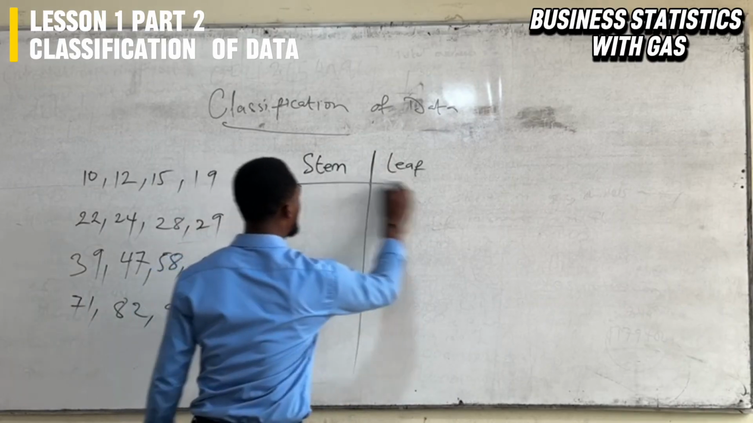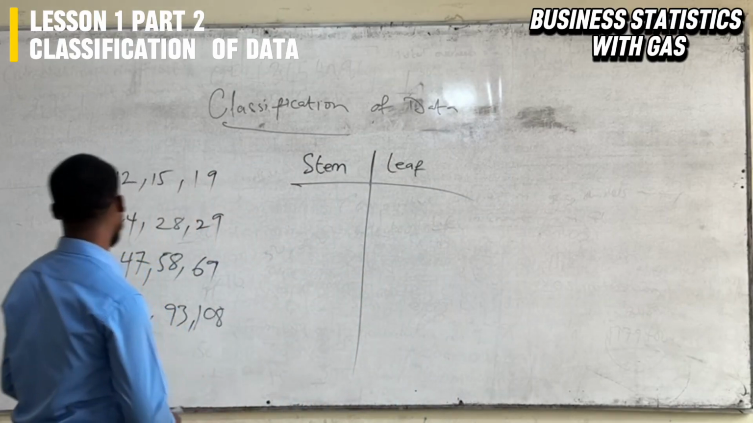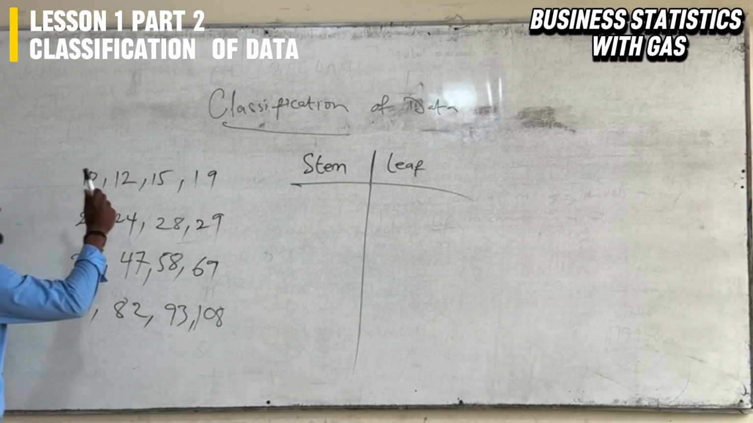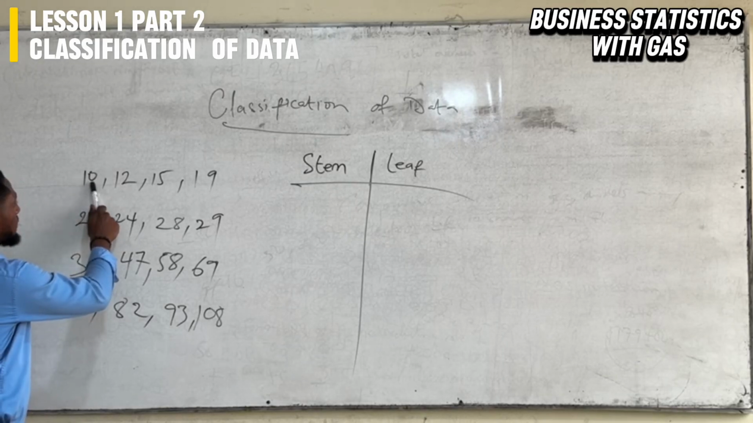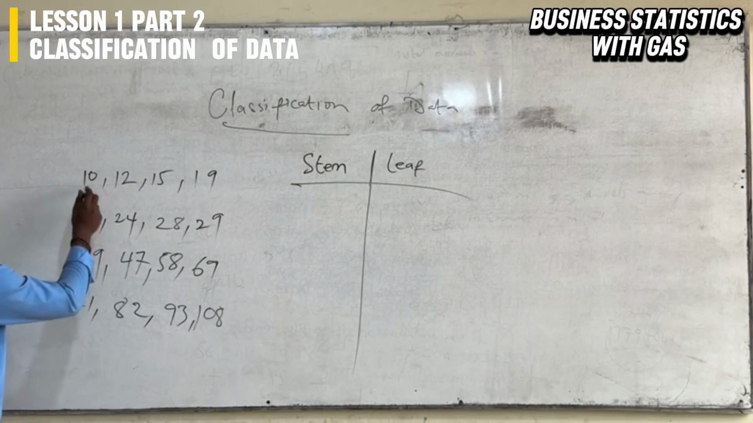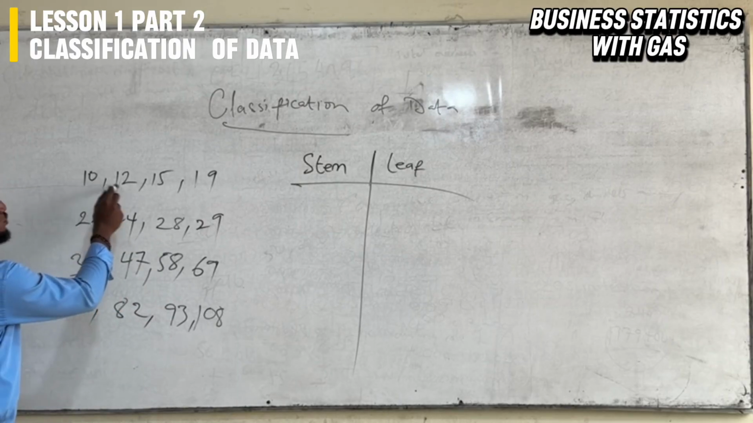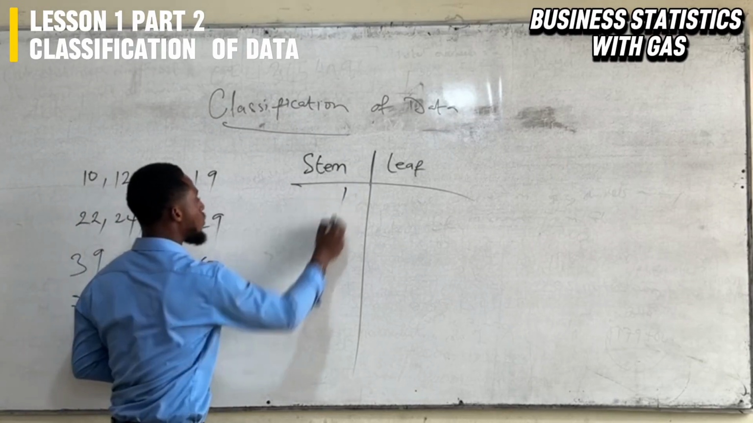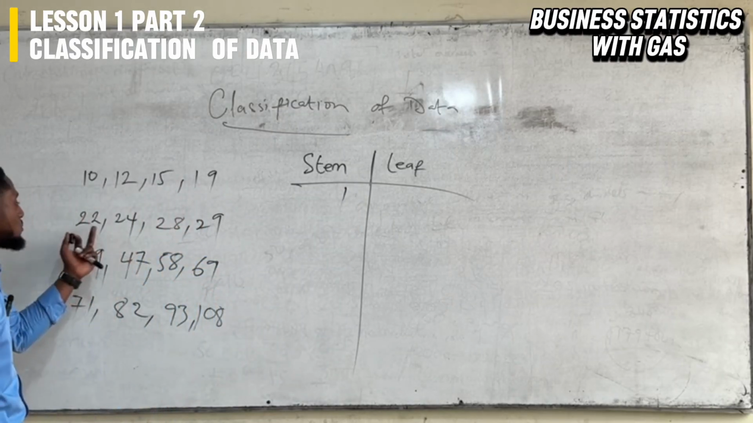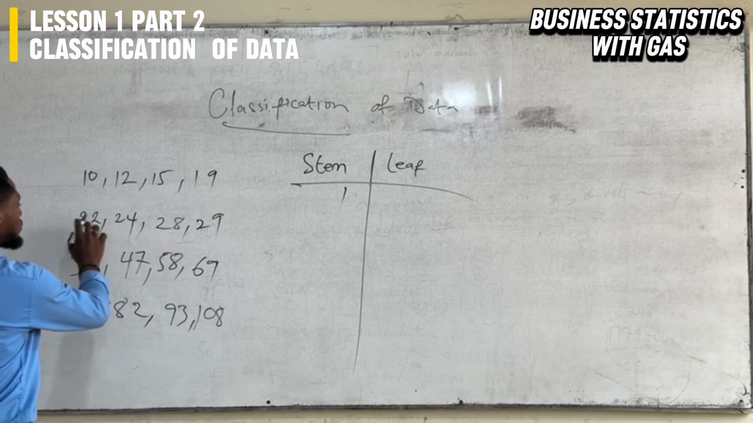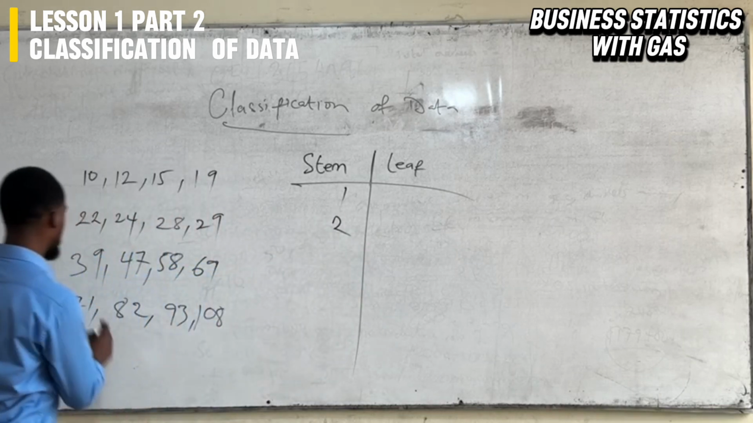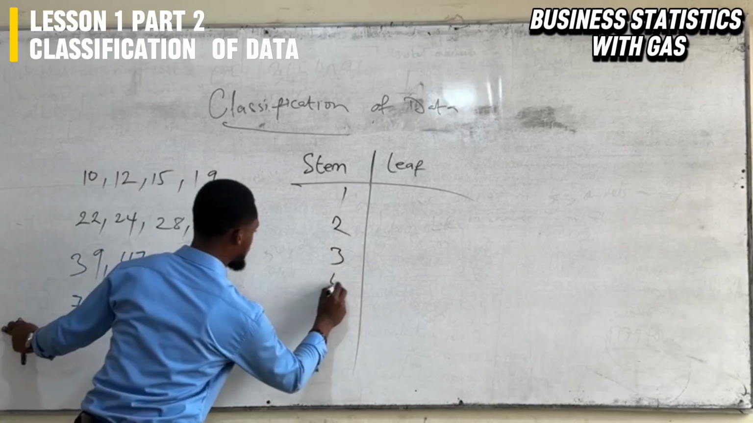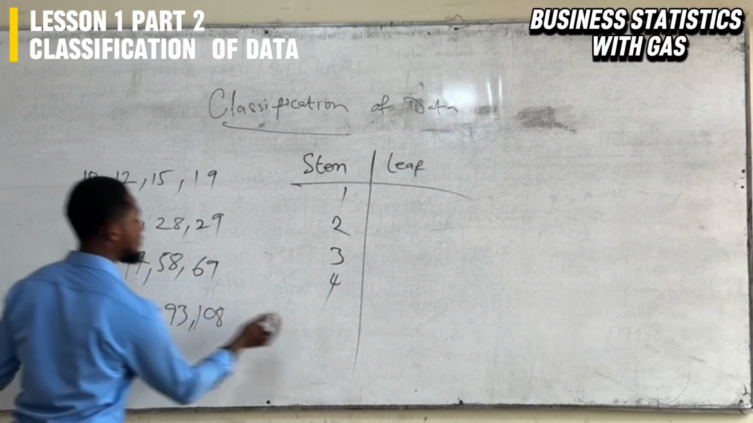Now you look at the figures here and you take the first digits of the figures. For example, we have 10, 12, 15, and 19, and these begin with 1, so you take 1. We have the 20s here, so you take 2. Then we have 39, so you take 3. We have 47, so you take 4. We have 58, you take 5.